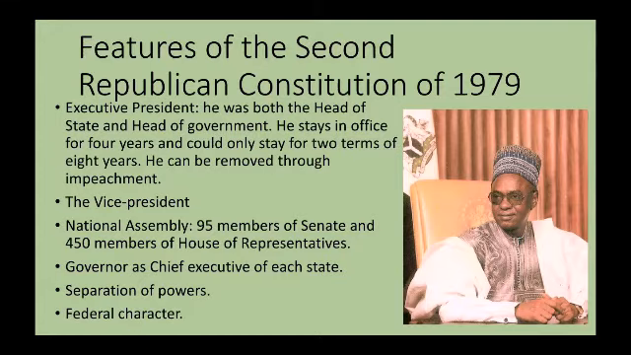Also, there was federal character. When we talk of federal character, it is all about nomination or appointment, ensuring that it is spread across the length and breadth of the country so that no ethnic group whatsoever is cheated in the course of appointing people into governmental positions. Let's look at more features of the Second Republican Constitution of 1979.